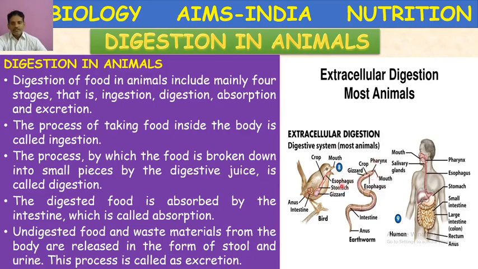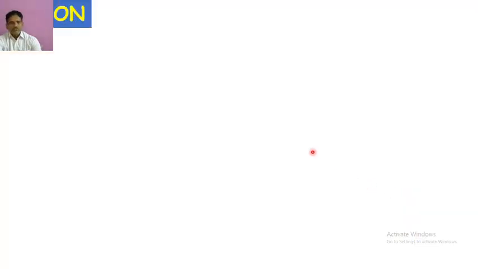In a bird also the digestive system is present, and extracellular digestion involves the participation of the digestive system. But intracellular digestion takes place within the cell. For example, amoeba. In the amoeba, the food vacuole is the place where the digestion of food material takes place. Let us proceed.